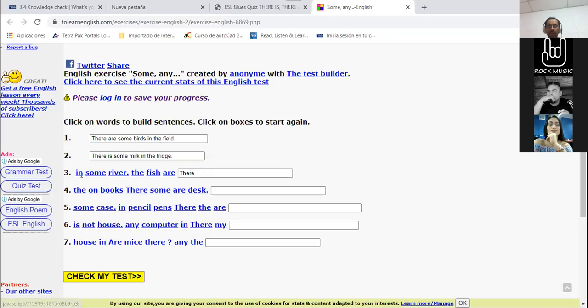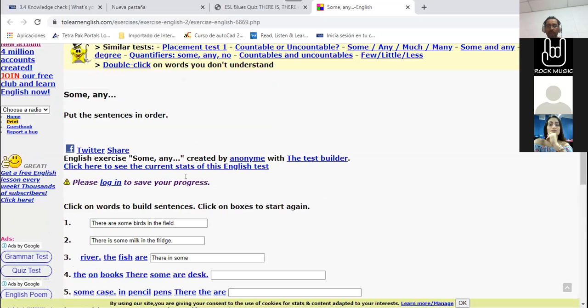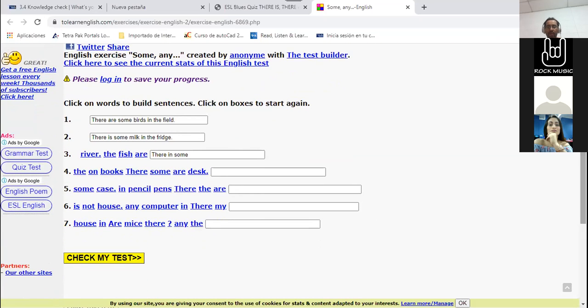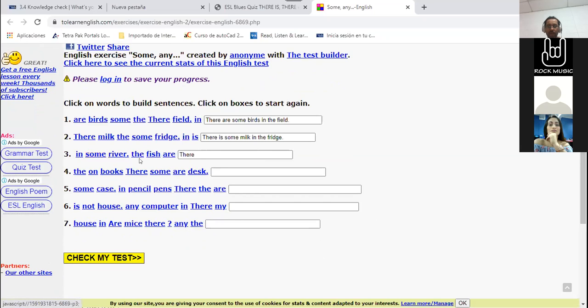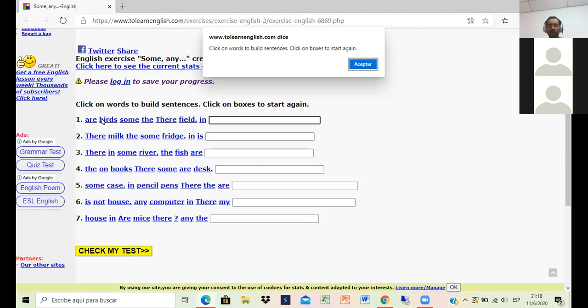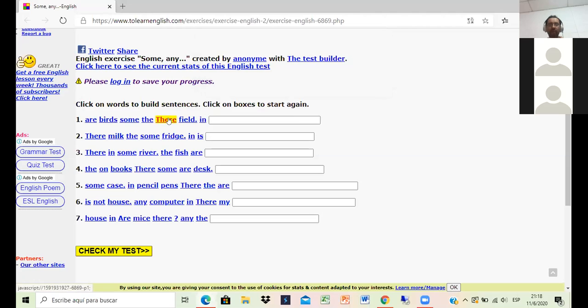There is some. There are. Oh, yes. There are some fish in the river. In the world. One click. So the first word. There are some birds in the field.